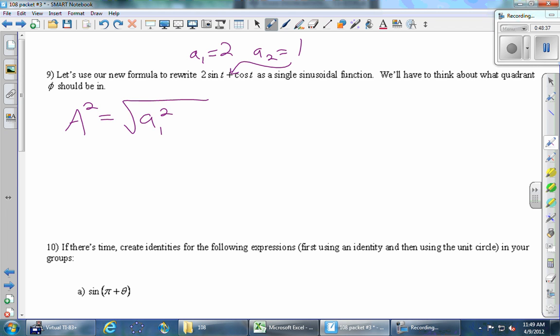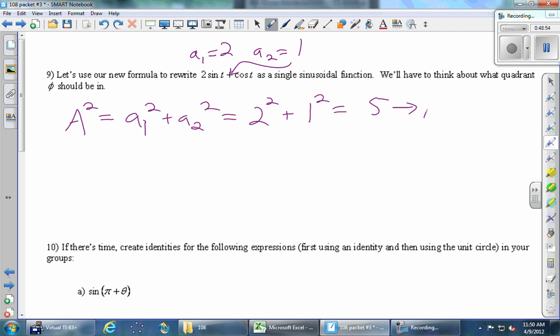And here's the equation that we know is true. So we're doing a1 squared, which is 2 squared. A2 squared is 1 squared. How much is that? That is 5. So how much is a? Square root of 5. Square root of 5. Let's come back to my calculator here, and then we'll wind down.